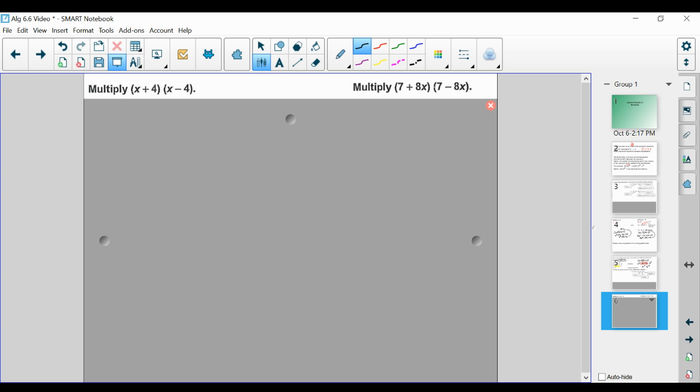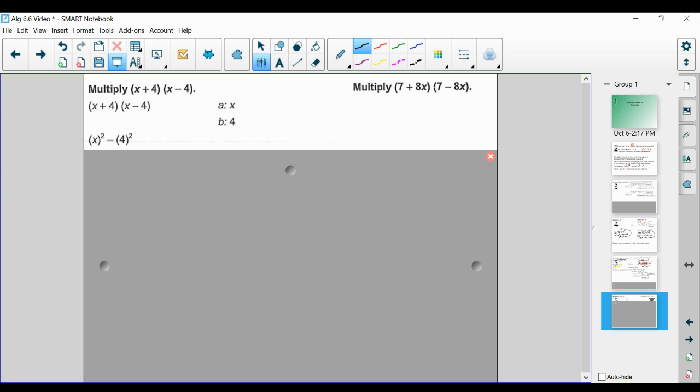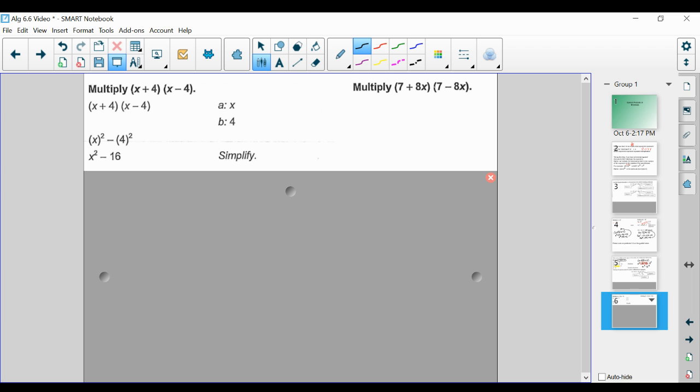Let's say on the left-hand side of our guided notes, we want to multiply x plus 4 and x minus 4. One of the first things that I notice when it comes to this problem is that I have the same first term, x, technically the same second digit, which is 4, but one of the 4's is positive and one of the 4's is negative. This is going to help us out with a difference of squares. So we're going to identify our a and our b. Our a is that first term, which is x. B is the second term, which is 4. And we're going to do x squared minus 4 squared, which turns into x squared minus 16.